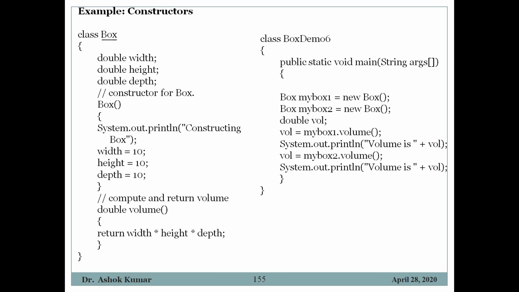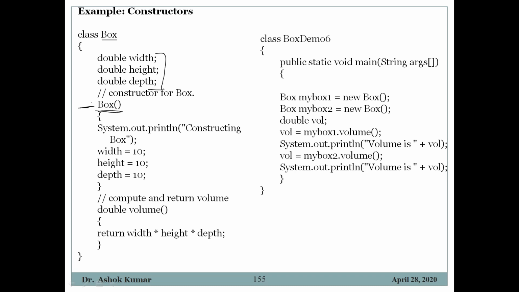So here we have used the Box class again. In this Box we are using the same three instance variables, width, height, and depth. And in this class we have used a special method. Look at this, this is the method name. The method name is Box. It is the same as the class name Box. So this is a special kind of method, that we call a constructor. And the constructor shouldn't have any return type, not even void. That's why we haven't written anything before this method.